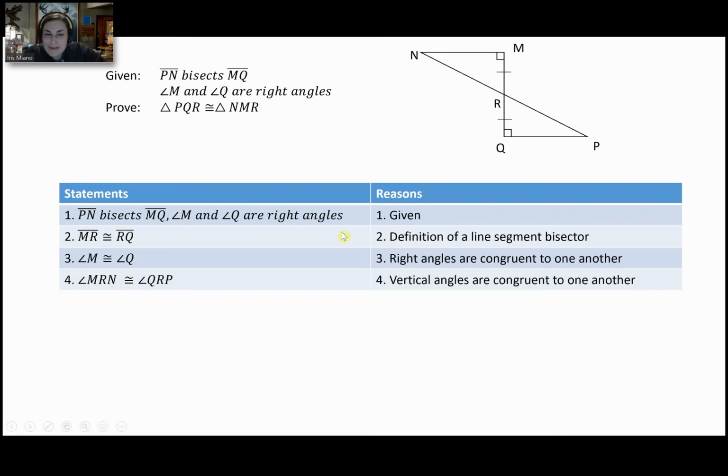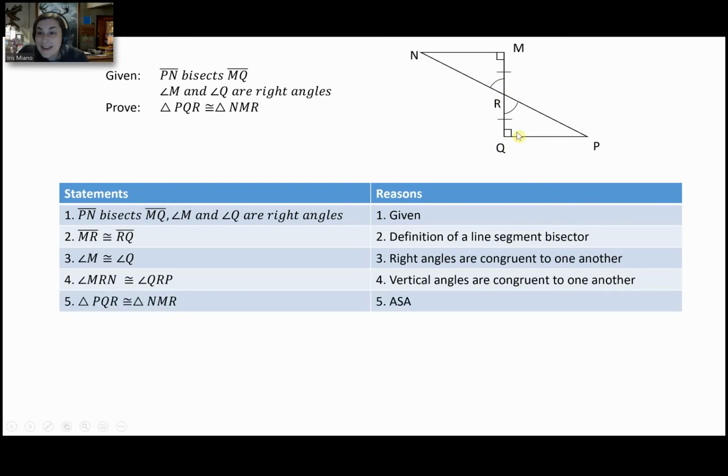And what allows me to do that? Well, notice that they're in vertical positions. They're in opposite positions of one another when these two lines MQ and NP are intersecting. And we know by theorem that vertical angles are congruent to one another. So that's what I'm using as justification to match up those angles as another congruent pair. And notice among the two triangles now, I have angle, side, angle, angle, side, angle.